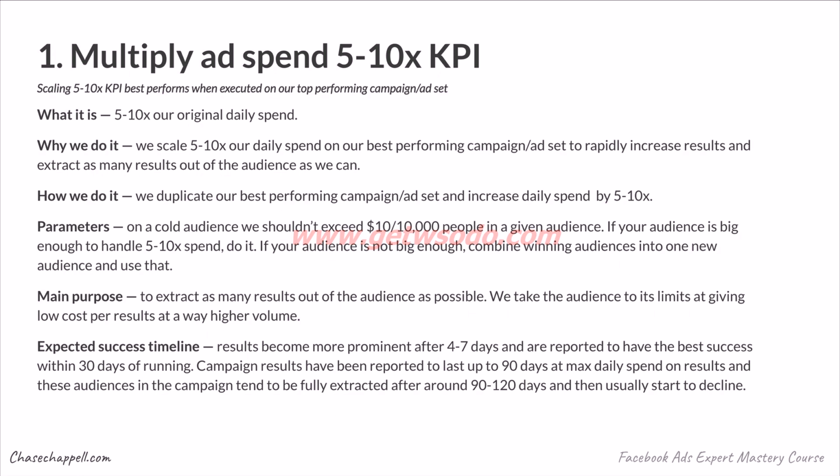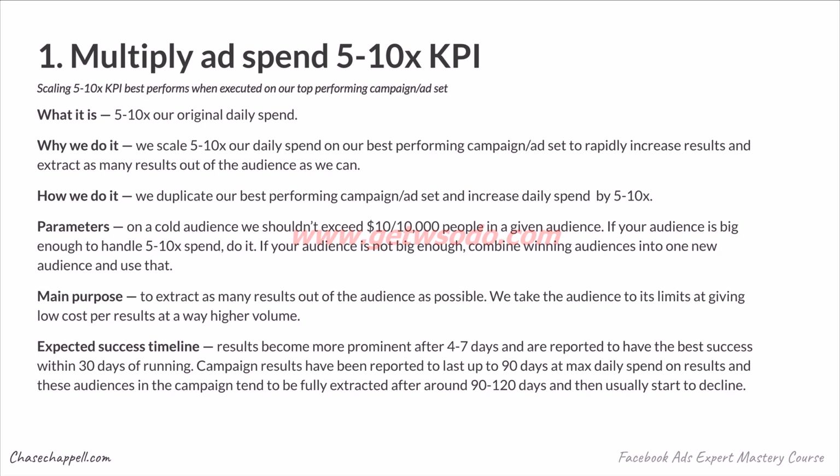And the main purpose of this is to extract as many results out of the audience as possible. We take the audience to its limits at giving low cost per result at a way higher volume. So basically, we expedite the process by extracting as many results for a low cost we can out of this audience before turning it off and moving to the next one. This really allows us to increase our results significantly in one given month.